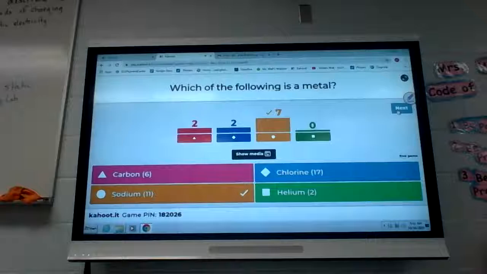Carbon we just said was a what? Is a pencil. All right. It's also over here on the right of the staircase, so it's a non-metal. Sodium is over here in the blue, so it's a what? Metal. Chlorine is over here on the right, so it's a non-metal. And then helium's a noble gas. At least none of y'all picked that one.